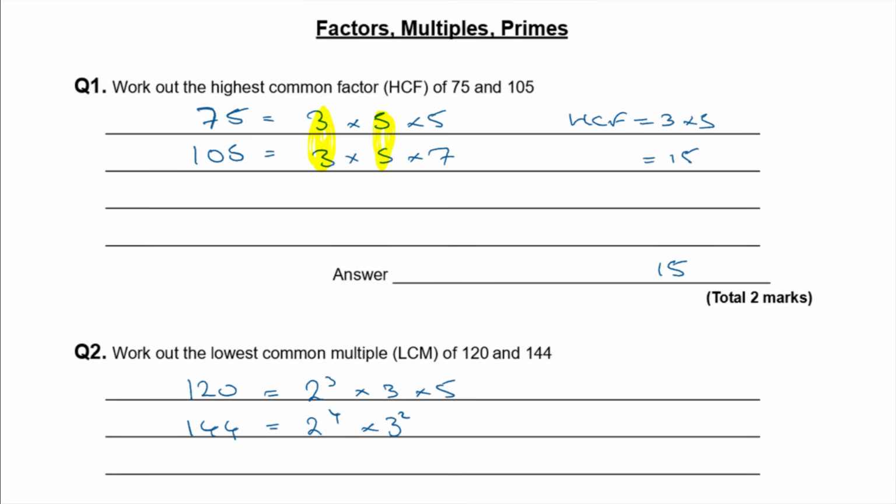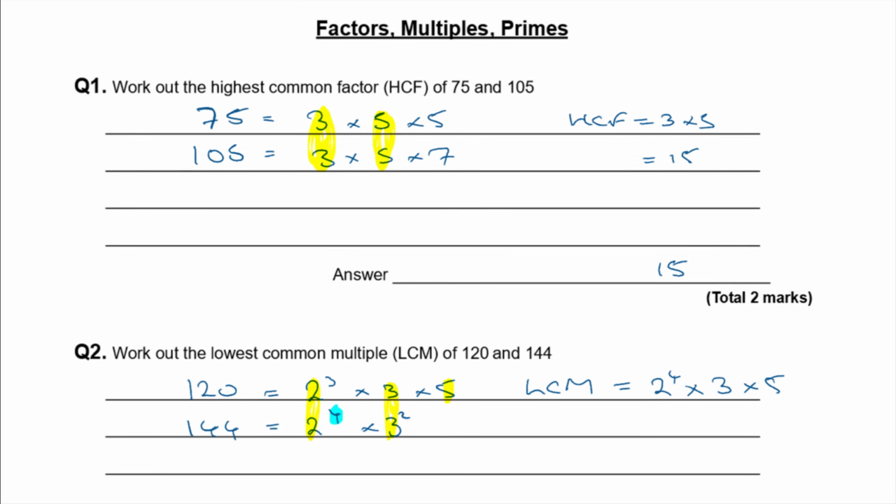Okay, and then the LCM is every base that appears. You can see we've got a 2 appearing, a 3 appearing, and a 5 appearing. They're my 3 bases. So the LCM is going to have a 2 in it, a 3 in it, and a 5 in it. But we pick the highest power that appears of that base. So if you look at the 2's, I've got a 2 cubed and a 2 to the 4. So I'm going to pick the higher of those two. I'm going to pick the 2 to the 4.